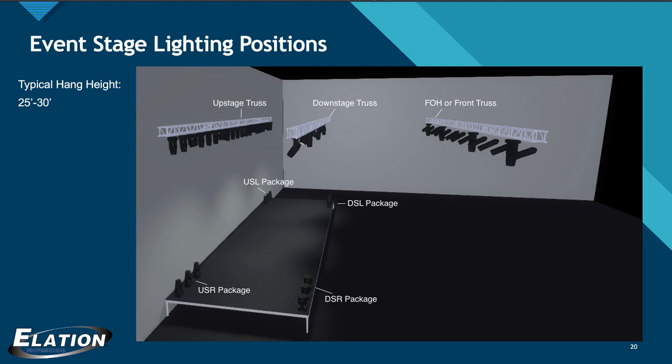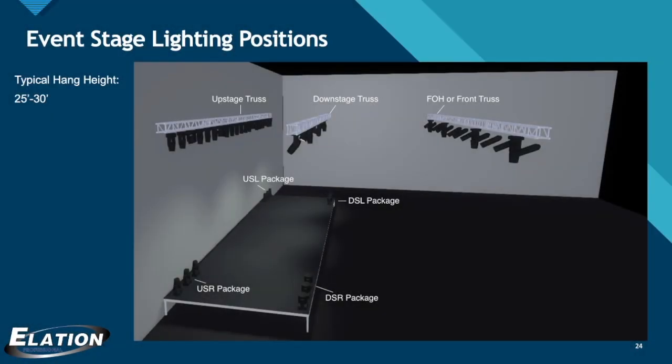So over the stage, we have the upstage truss, which would be the backmost truss, and then the downstage truss, which would usually be at the lip of the stage or maybe slightly on stage from there. And then the truss that is in front of the stage providing front light, we can call it the front of house truss or just simply the front truss. And then if we have lighting fixtures placed on the floor, we usually refer to them by their position on the stage: downstage right, upstage right, downstage left, upstage left, and so on.